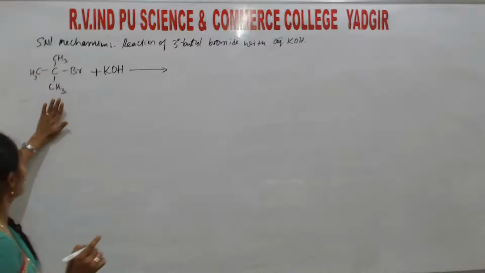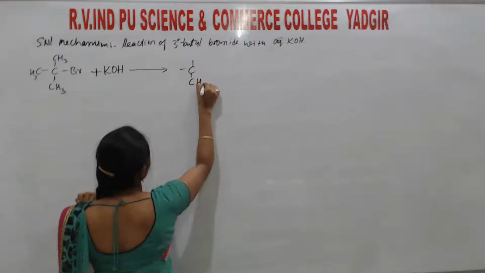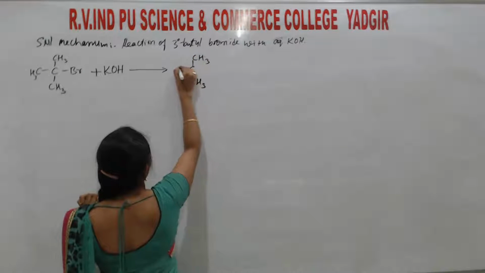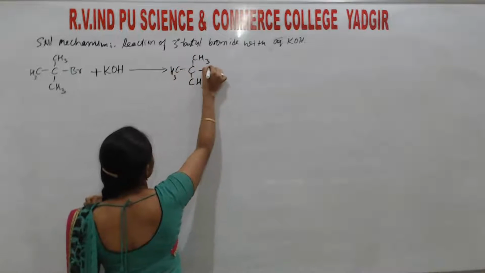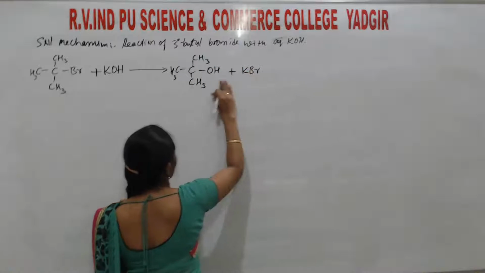SN1. So what happens here? The product formed is tertiary butyl alcohol, this is OH, plus KBr.